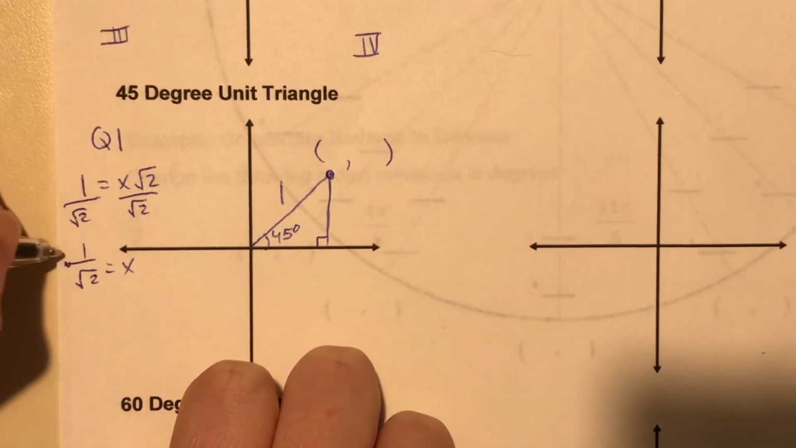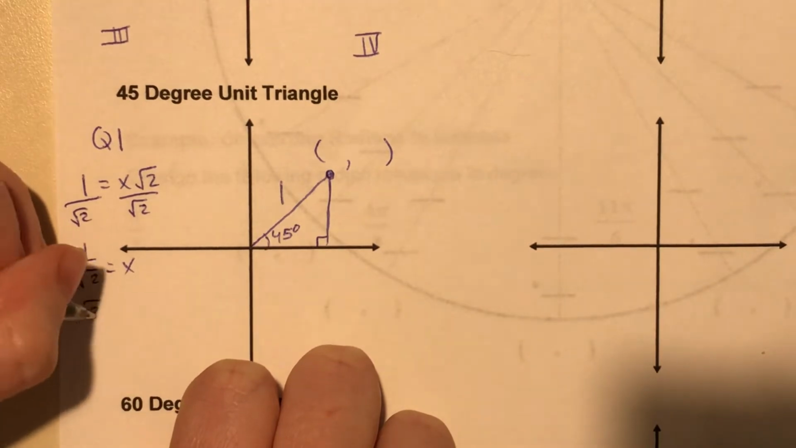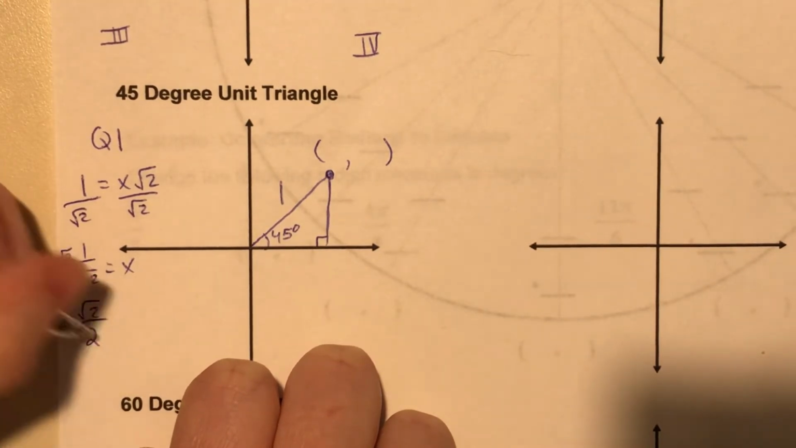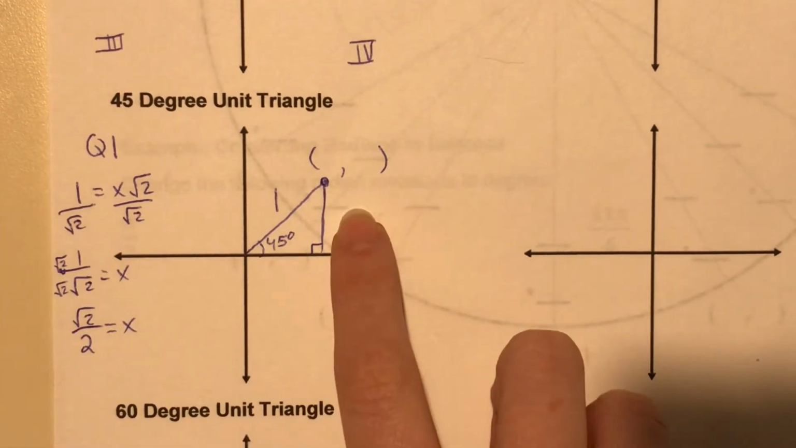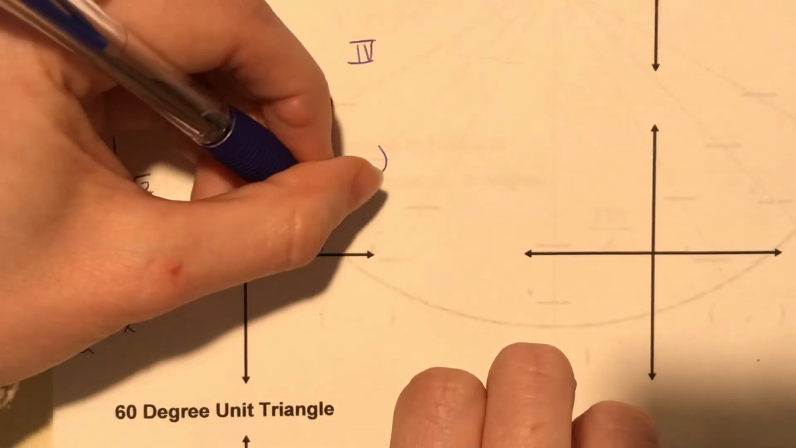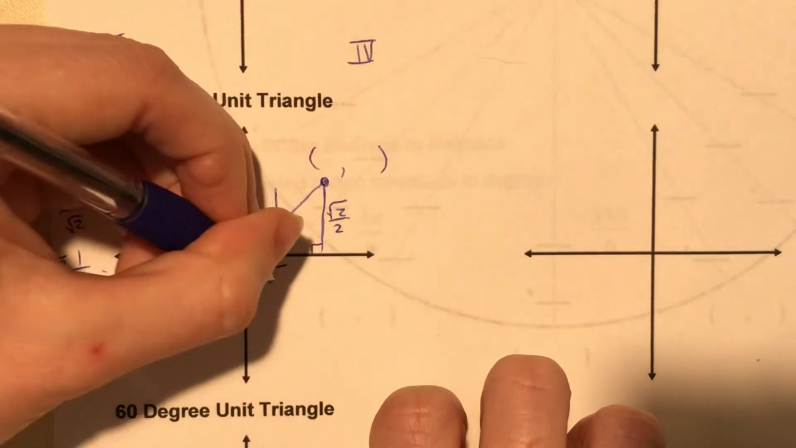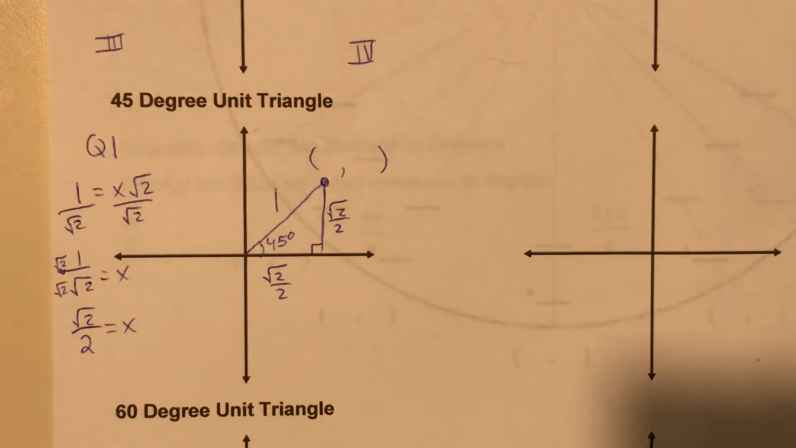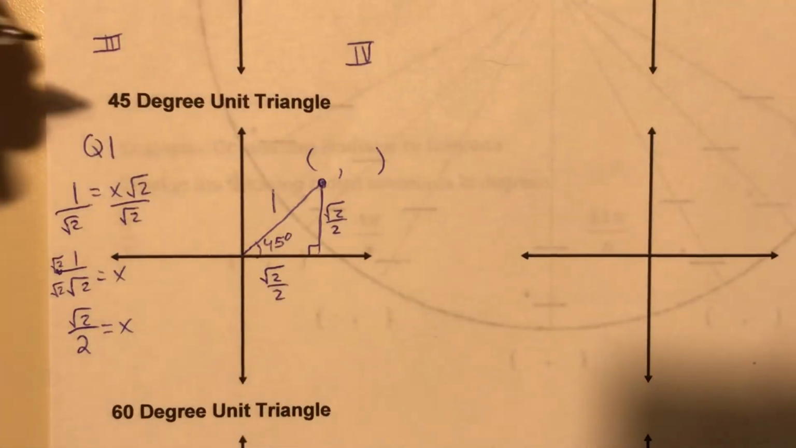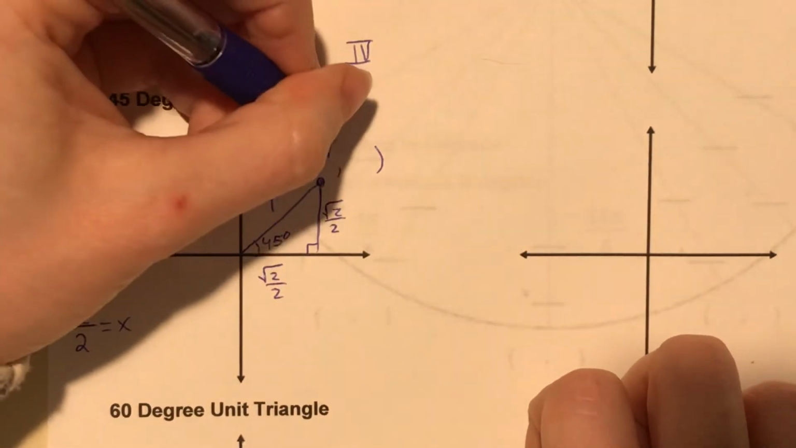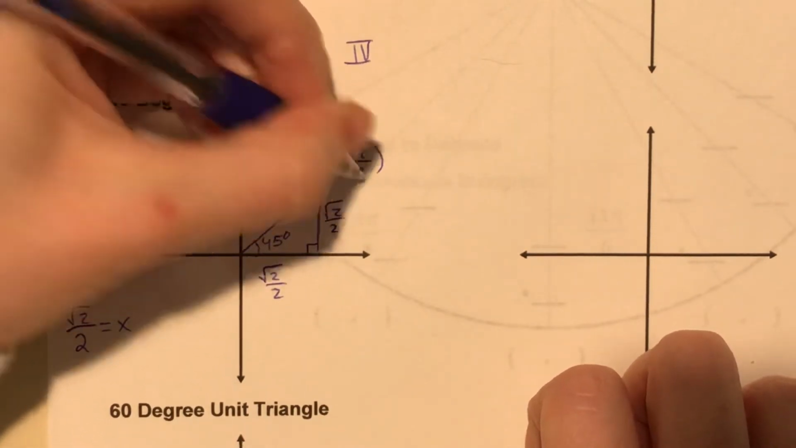So we're going to multiply by the square root of 2 over the square root of 2. And so we get the square root of 2 over regular 2 equals x. Okay? That means that this side is the square root of 2 over 2. And my horizontal side is the square root of 2 over 2. Okay? If you don't believe me, try that in the Pythagorean theorem. It'll all work in there. So the coordinates of this point are square root of 2 over 2, comma, square root of 2 over 2.